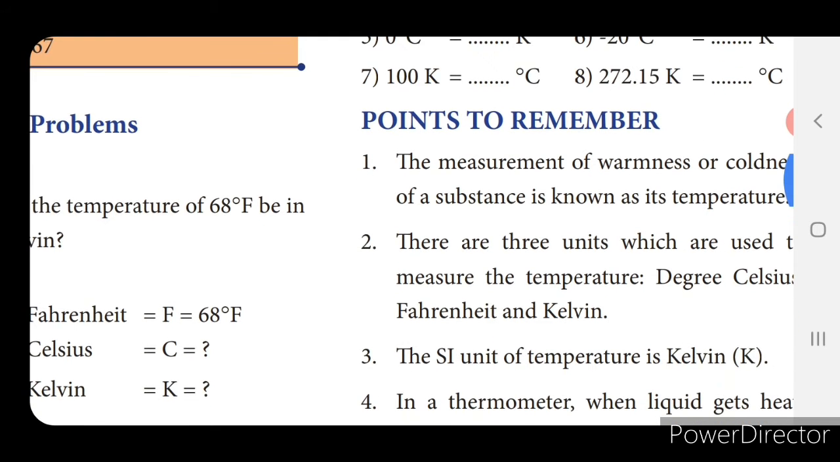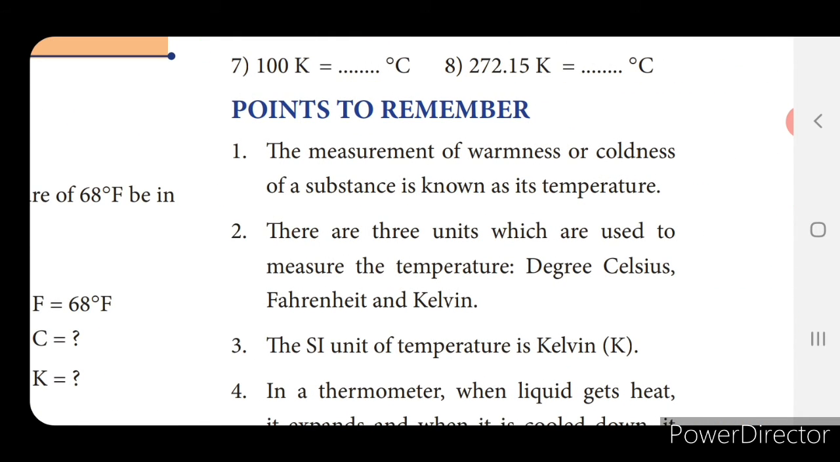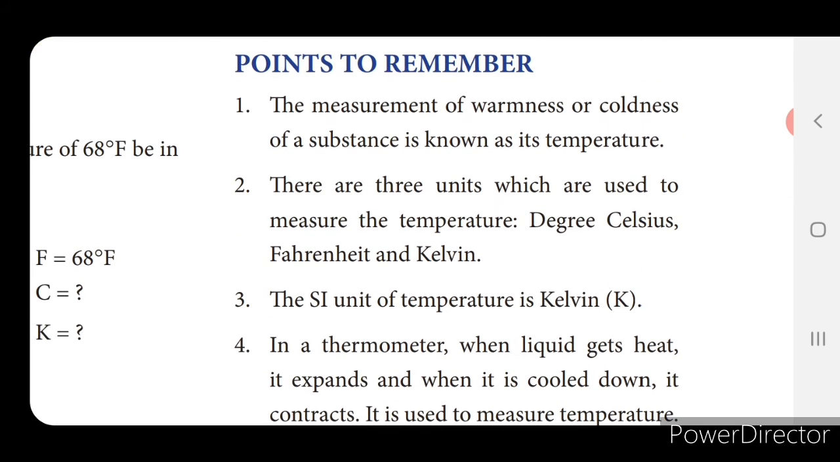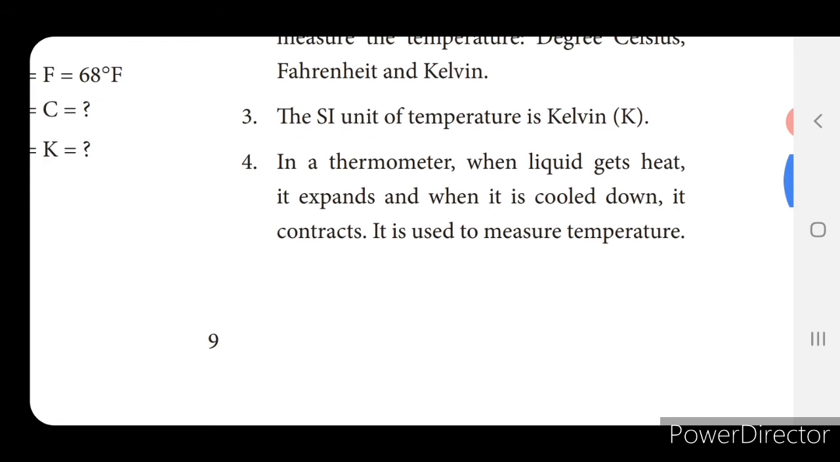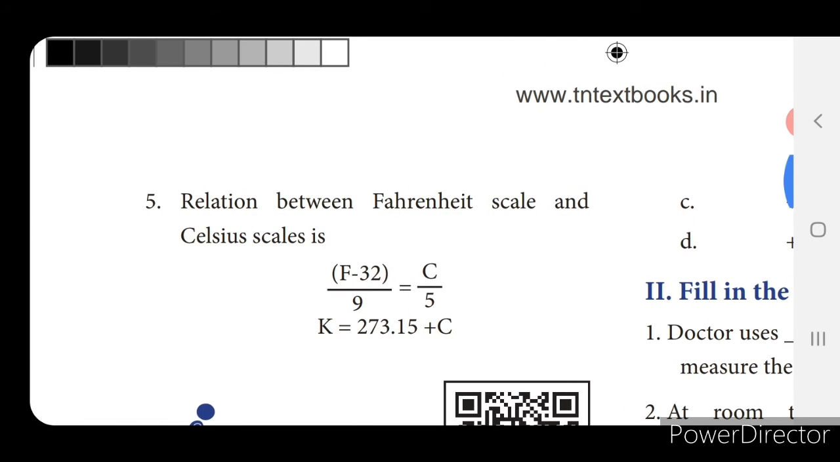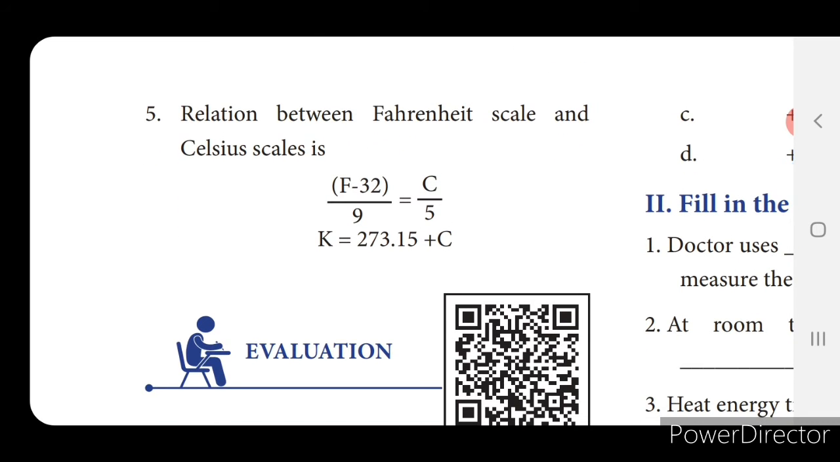Now we'll see the points to remember. In this lesson, what are all the things we have seen? The measurement of warmness and coldness of a substance is known as temperature. What is meant by temperature? The measurement of warmness or coldness of a substance is known as its temperature. There are three units used to measure temperature: degree Celsius, Fahrenheit and Kelvin. The SI unit of temperature is Kelvin. In a thermometer, when liquid gets heat, it expands, and when it is cooled down, it contracts. So it is used to measure the temperature. Clear, children?